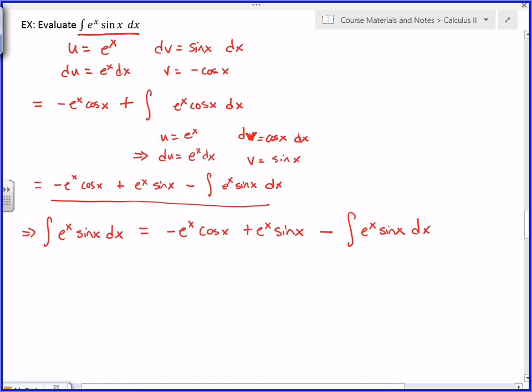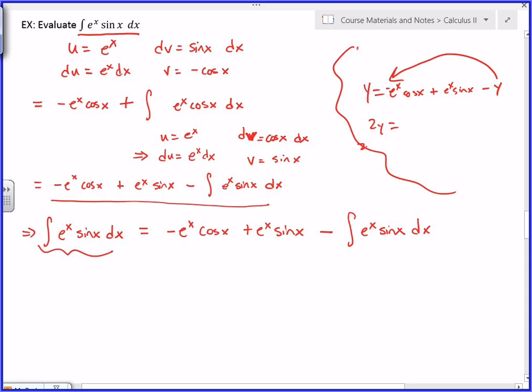All right? What are we trying to find? We want to know what the value of this thing right here is, right? If I had written it like y equals e to the x cosine of x plus e to the x sine of x minus y, and I said find y, what would you do? I'd just move that over there. I'd have 2y equals blah, blah, blah, right? And then I'd divide by 2, and y is equal to 1/2 of that. I can do that just as well here.